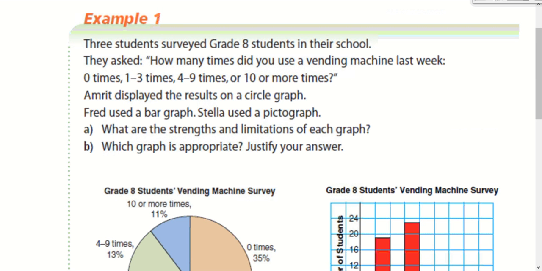All right, so let's do some examples. We have here that 3 students surveyed grade 8 students in their school. They asked how many times did you use a vending machine last week? 0 times, 1 to 3 times, 4 to 9 times, or 10 or more times. Amrit displayed the results on a circle graph. Fred used a bar graph. Stella used a pictograph. What are the strengths and limitations of each graph?